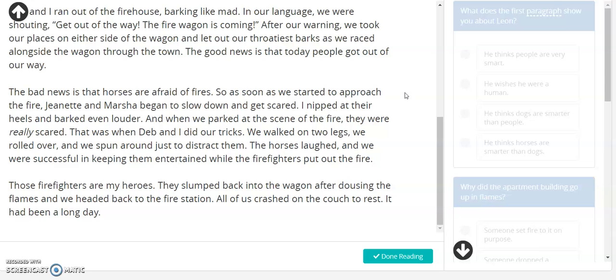That was when Deb and I did our tricks. We walked on two legs, we rolled over, and we spun around just to distract them. The horses laughed, and we were successful in keeping them entertained while the firefighters put out the fire. Those firefighters are my heroes. They slumped back into the wagon after dousing the flames, and we headed back to the fire station.